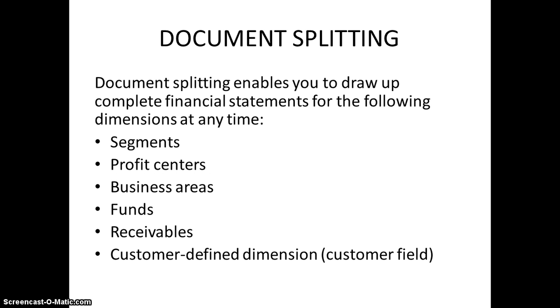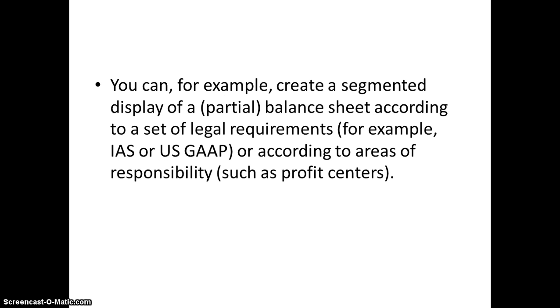If document splitting is there, it enables you to draw up complete financial statements for the following dimensions at any time: segments, profit centers, business areas, funds, receivables, and customer defined dimensions such as customer fields. You can, for example, create a segment display of a partial balance sheet according to the set of legal requirements, for example IAS and US GAAP, or according to areas of responsibility. For example, certain regulatory bodies need only certain data.